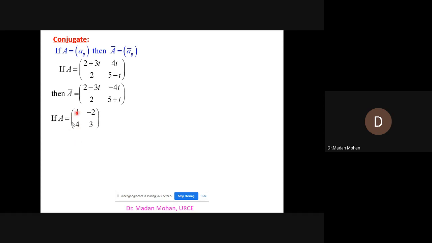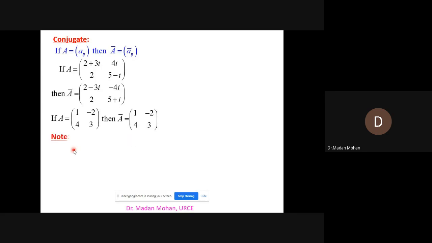Another example. If A equal to 1 minus 2, 4, 3, now tell me what is A bar? Same matrix, sir. Very good. A bar equal to, you will get the same matrix, 1 minus 2, 4, 3.